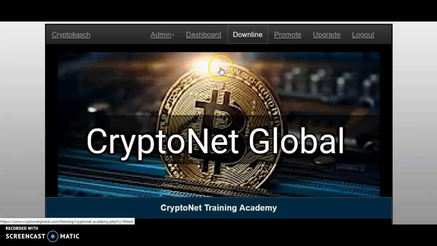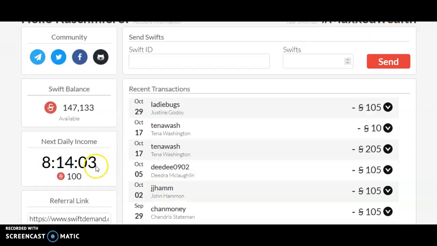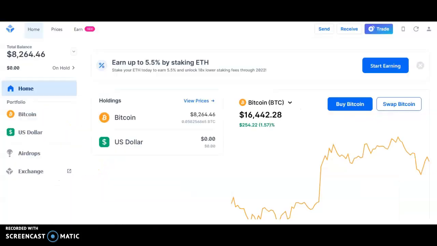Now, I'm going to show you something really quickly, guys. This is real important. This is my Bitcoin wallet. This is after, I believe, almost 30 days. Today is the 23rd of November. This account I set up. Guys, check it out. This is my account with Bitcoin. Today, Bitcoin is at 16,442. Right now, I'm at 8,264 from trading this free coin. That's my Bitcoin. 8,264.46. I haven't done any hard work.